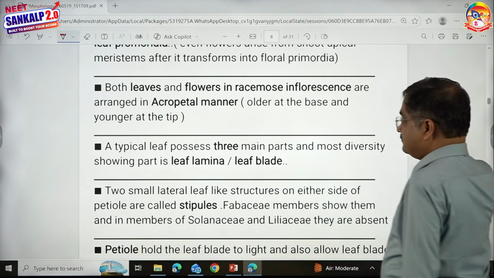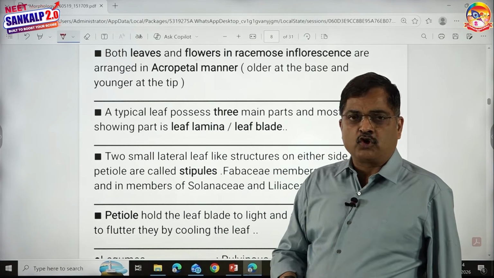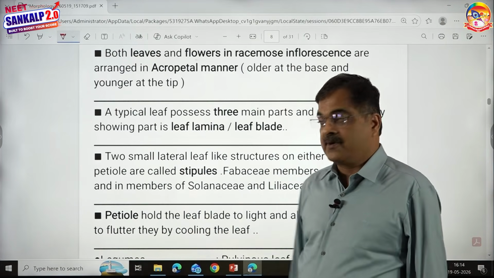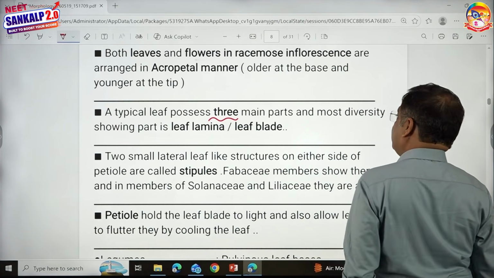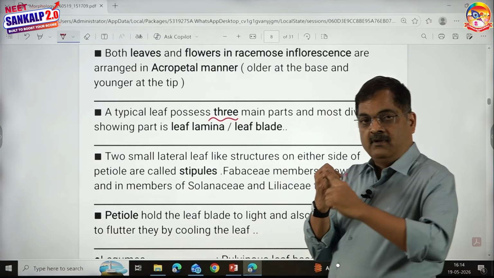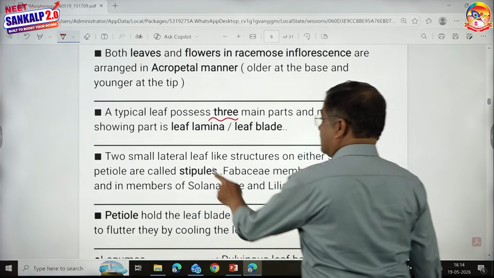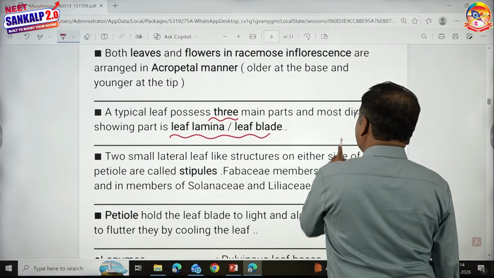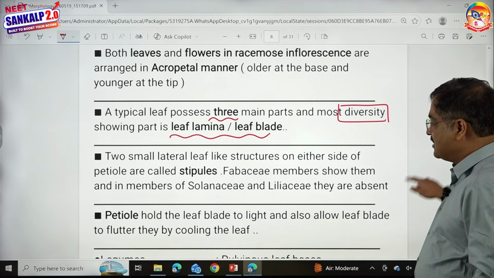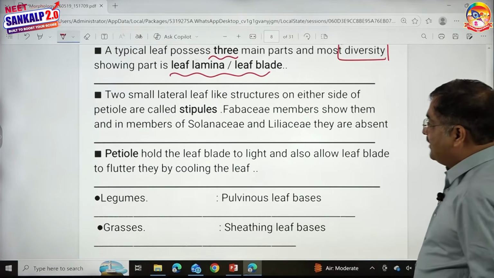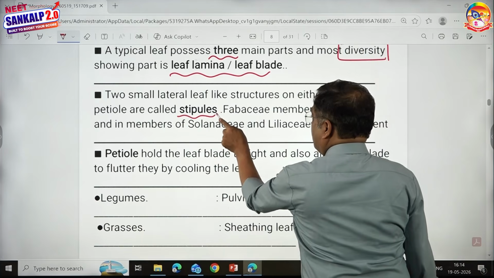Remember that. And leaf is dorsiventrally flattened. The main function of leaf is photosynthesis. It can also show transpiration. A typical leaf contains 3 parts. All right. And the 3 parts are leaf base, petiole, and leaf lamina. And this point is important. Leaf lamina or leaf blade is the highly diversified part of the leaf. And the 2 small lateral leaf-like structures on either side of the petiole are called stipules.